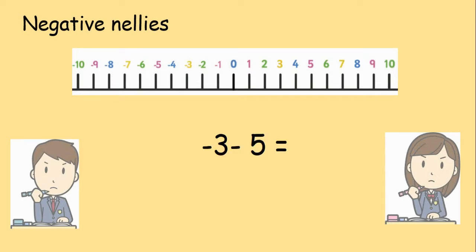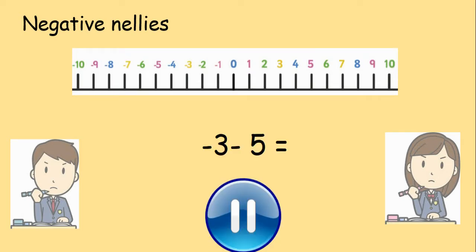Let's try negative nellies now. I would like you to work out this calculation. Negative 3, subtract 5. Press pause now to calculate the answer, and then press play once you are ready.